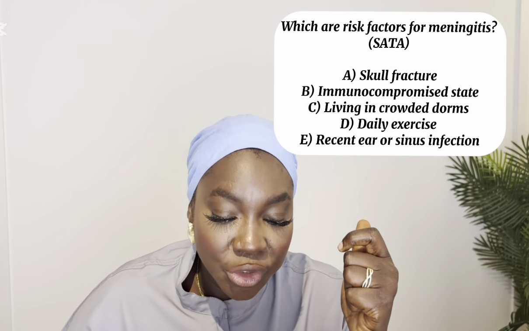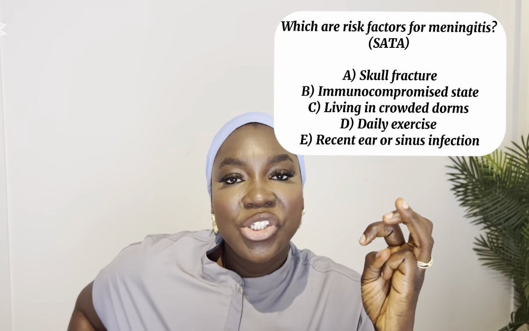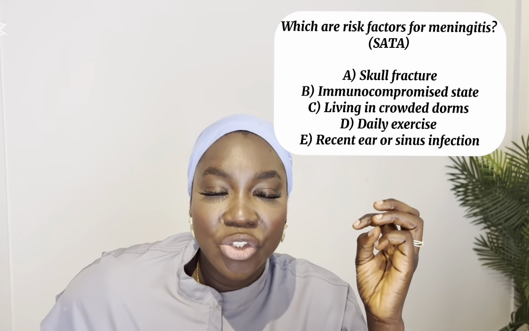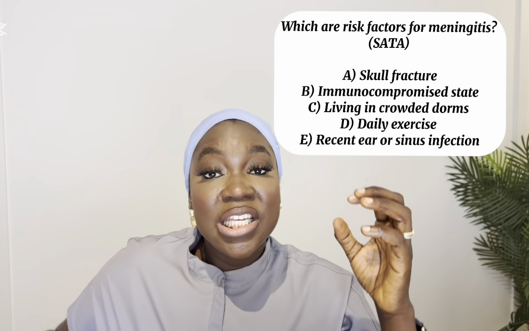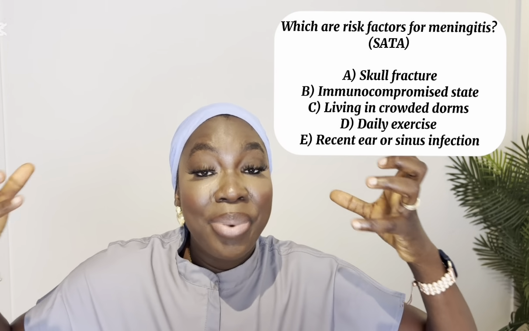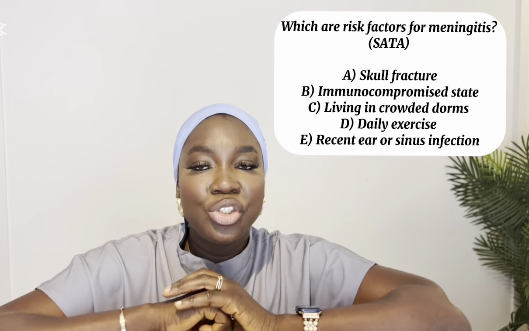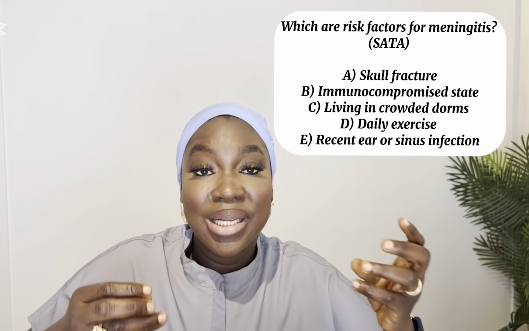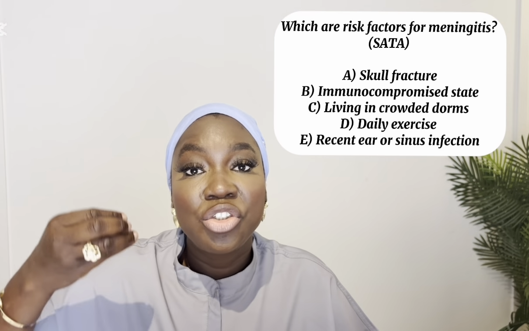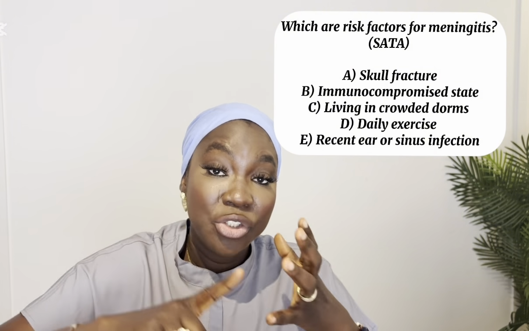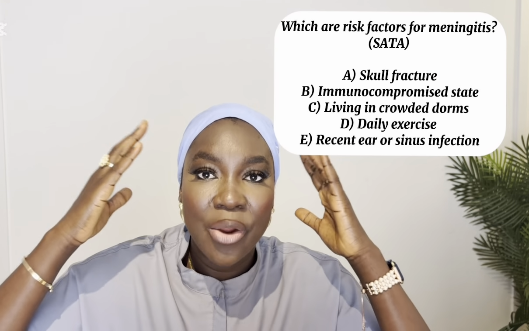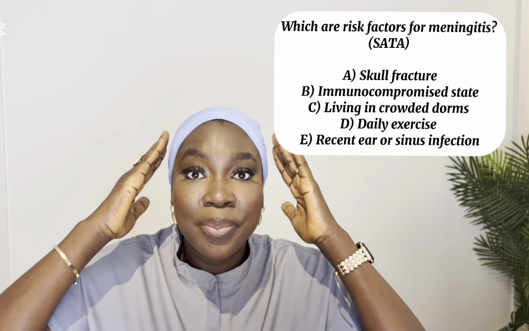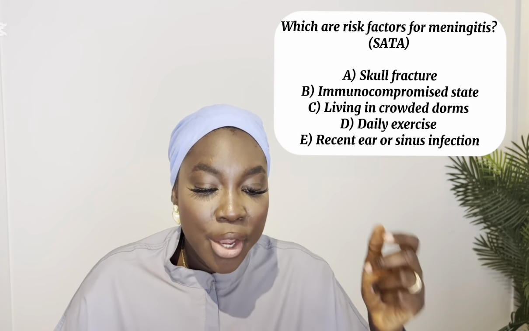Okay. A, skull fracture. Absolutely. Skull fracture, especially basilar skull fracture, can create a pathway for the virus or the bacteria to get to the meninges. Remember I told you that there are different routes the bacteria or the virus can travel to the meninges to invade it. I mentioned bloodstream. I also mentioned direct impact. This is an example of direct impact to the head, skull fracture. Okay, so this is true.